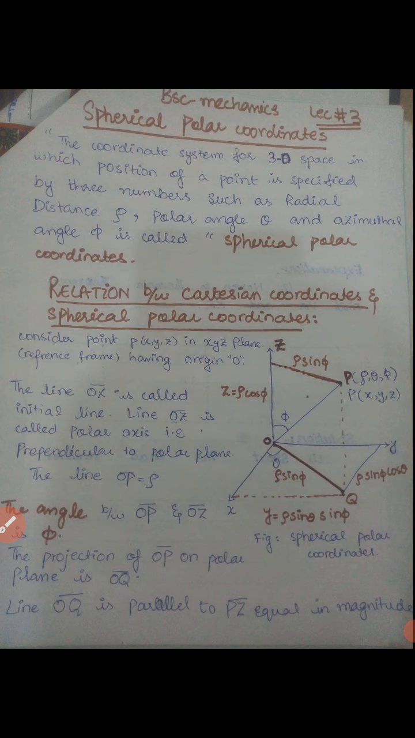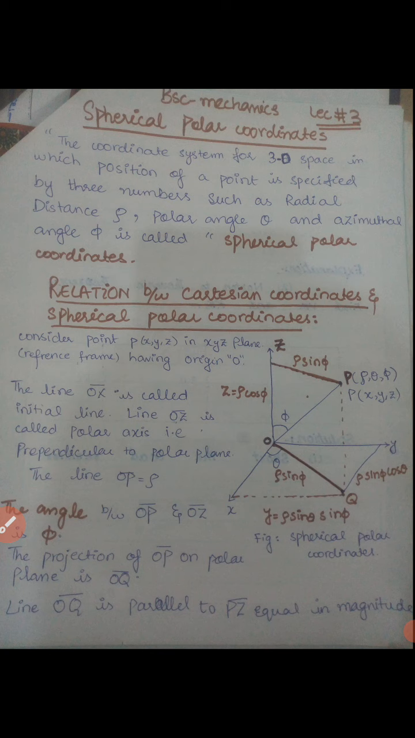Three-dimensional space is the space in which we have XYZ axes, and here we have three numbers. The new thing is that there are three numbers which are radial distance rho, polar angle theta and the azimuthal angle phi. These are the three terms which are new for us, and I will discuss these three terms with their definitions in the next video.